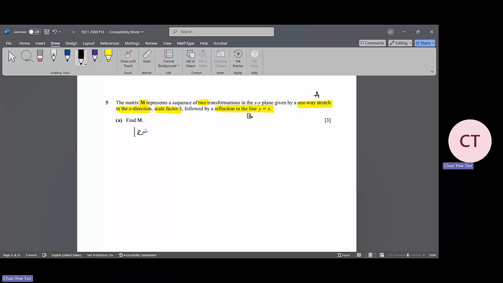Over here, I will let A be the one-way stretch in the x direction with a scale factor 3. You can directly write it like this, and B is the reflection in the line y equal to x. Usually we just memorize the result. So this one will be 0, 1, 1, 0. Okay, we can straight away start from here.